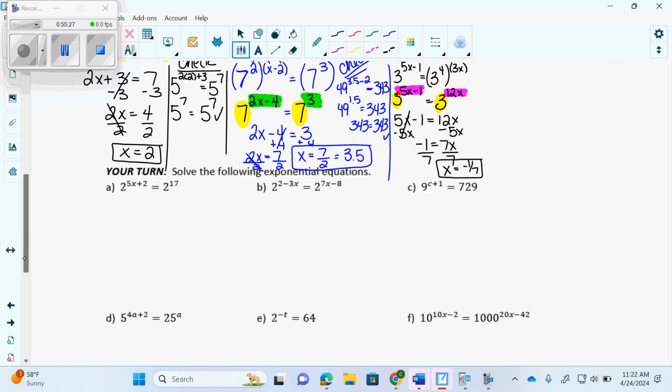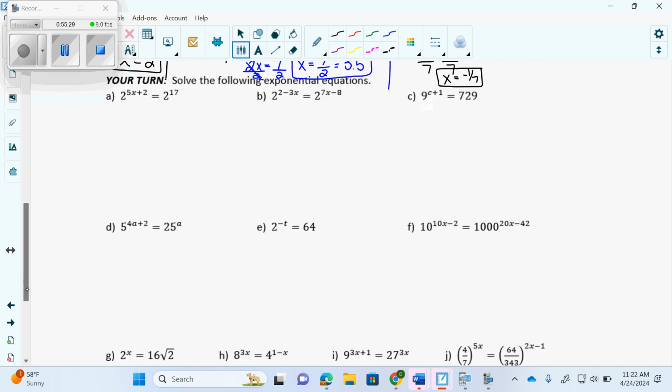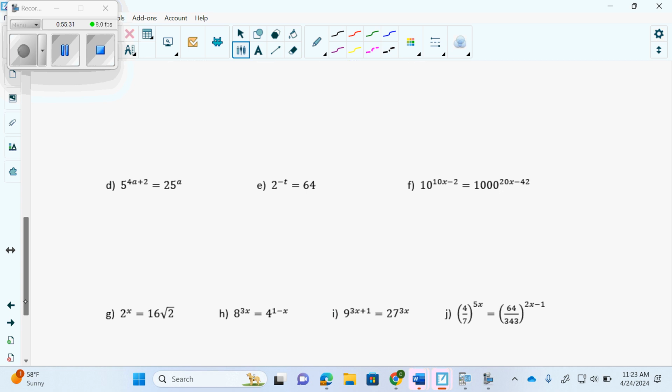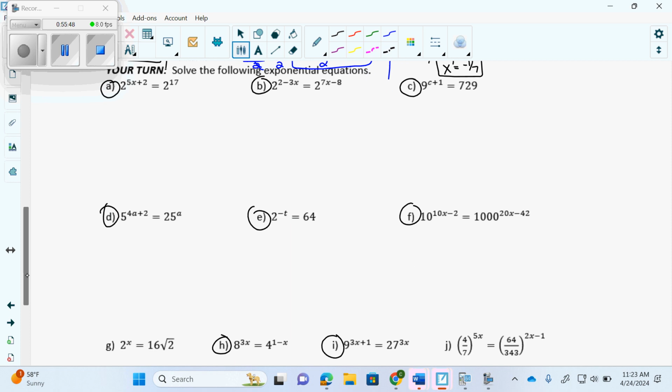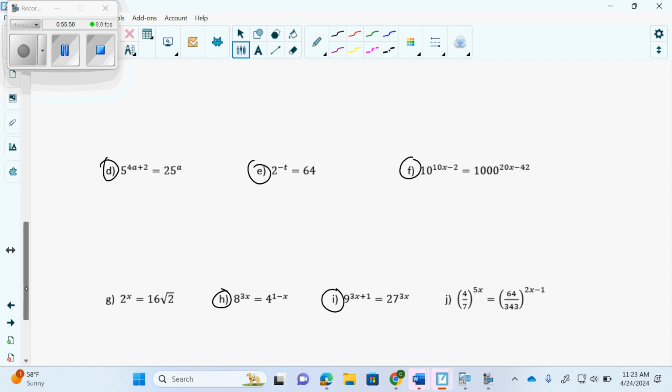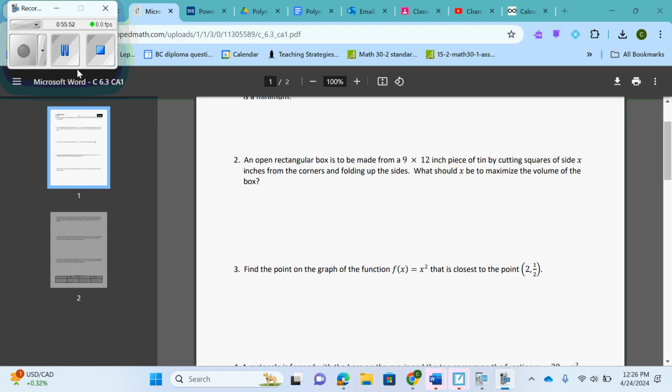Okay, for homework, I want you to do up to I. Actually, skip G for now, because I'm going to show you that one tomorrow. So I want you to do A, B, C, D, E, F, H, I. Okay? Keep working. I saw somebody.